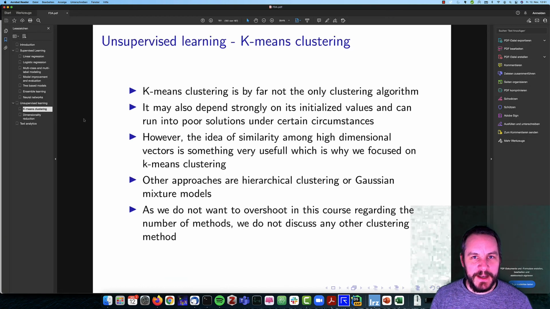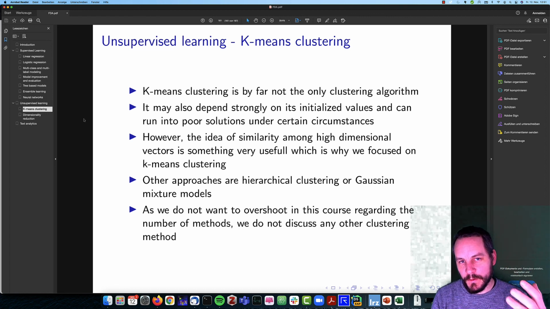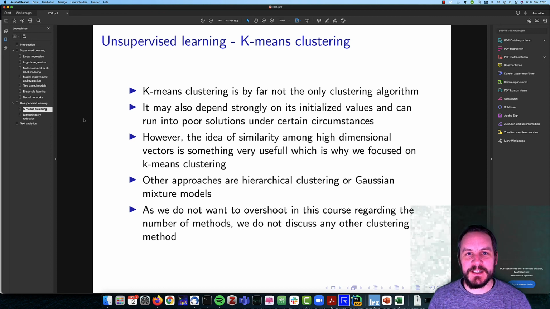Okay, so in the next video we're going to take a look at what we can do with k-means clustering and how we will use it when we work with real data and Python code. So yeah, I hope you're excited about that, and see you in the next video.